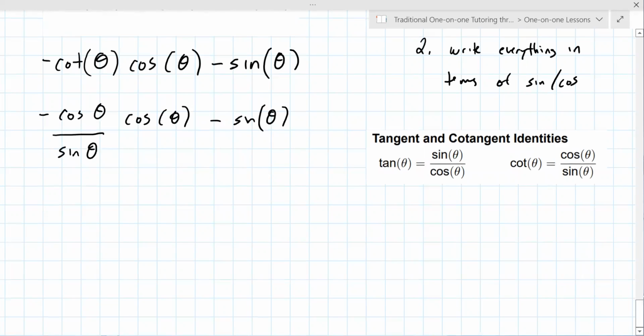If you like Quizlet, I'm sure there's a good one for all these trig identities, specifically the reciprocals and the tangent and cotangent. You really want to get fast at those to be able to do these problems well.